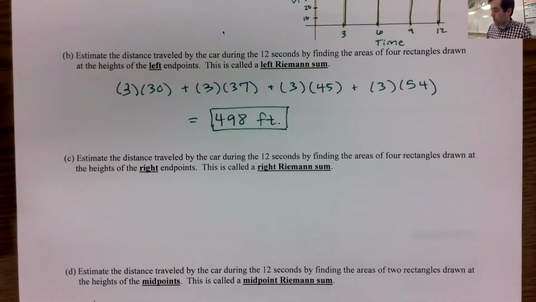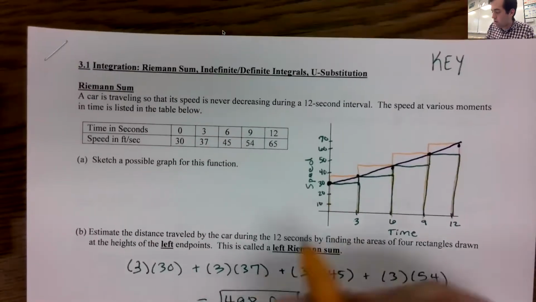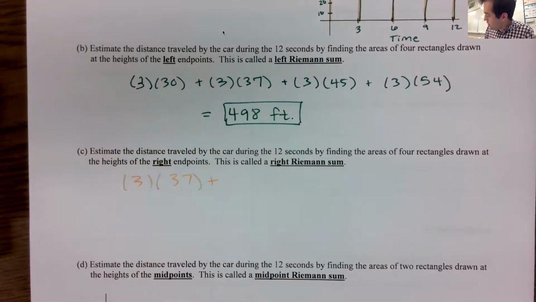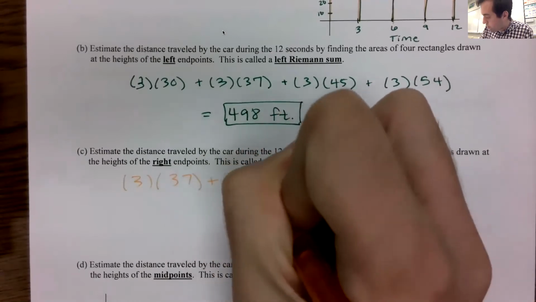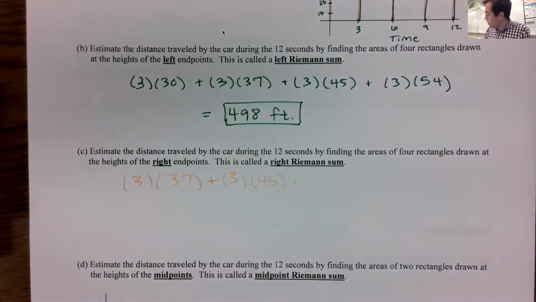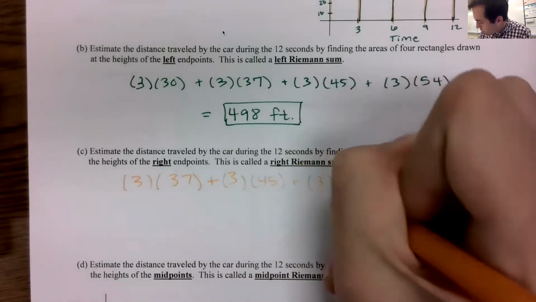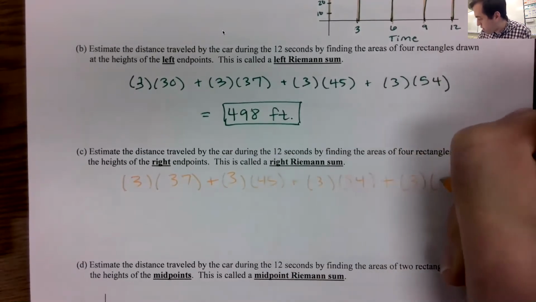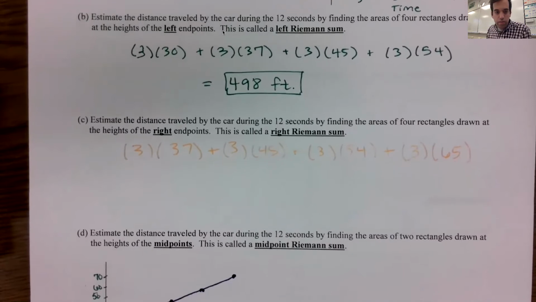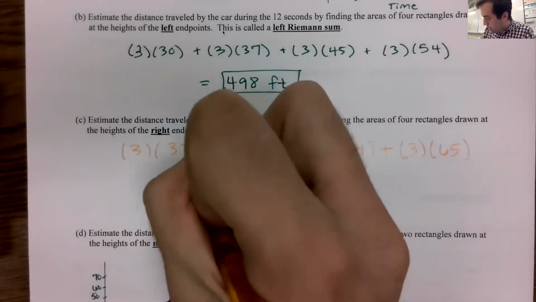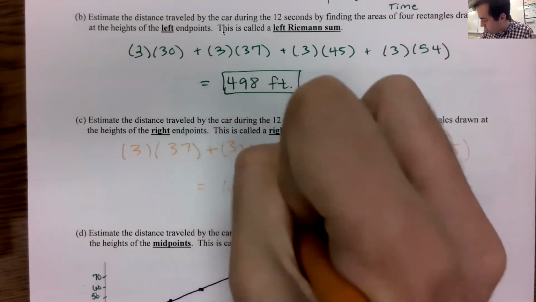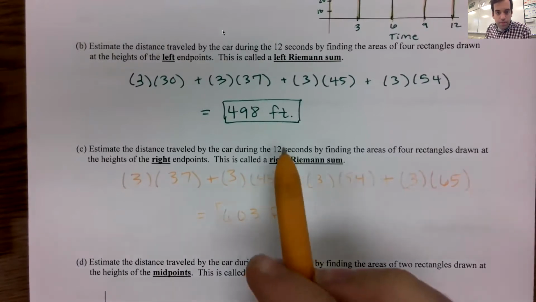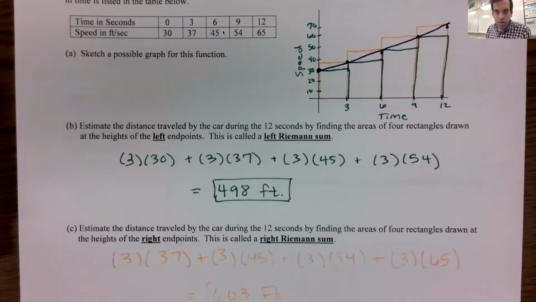So let's try this. Now we're going to have 3 times the right endpoint, which was 37, and then 3 times 45, and then 3 times 54, and then 3 times 65. My pen is not doing great. It's dying a little bit, but we got it. And if you multiply and add those, you're going to get 603 feet, which is clearly larger than what we got in letter B. And that makes sense, right? Based on our chart, it made sense that it was bigger.